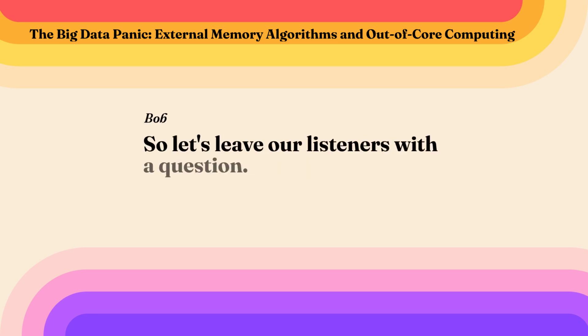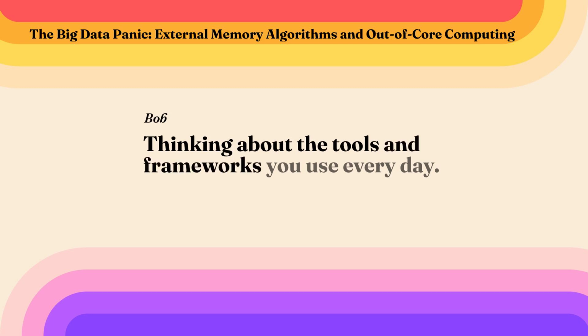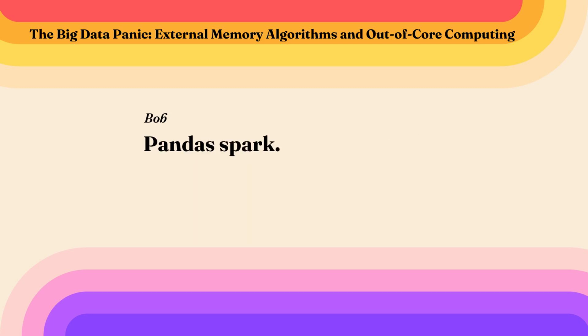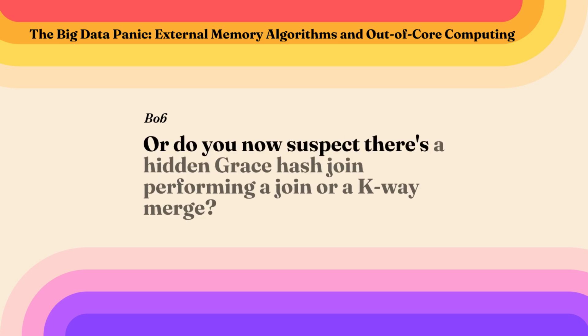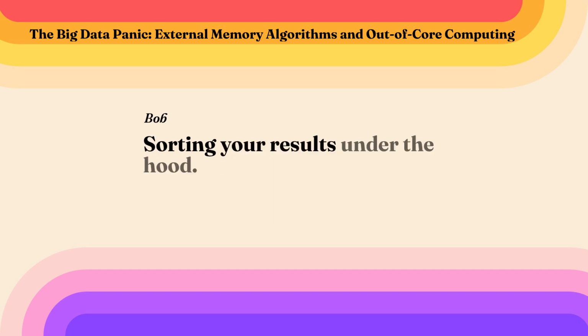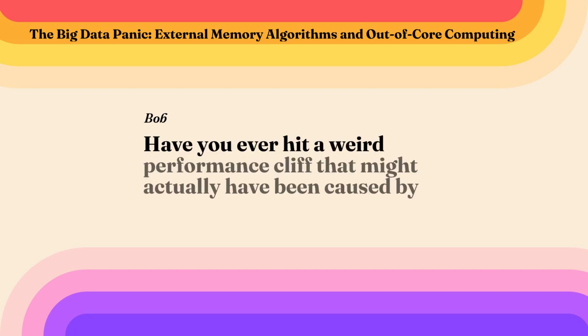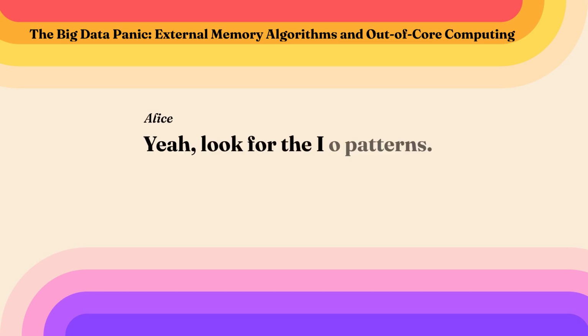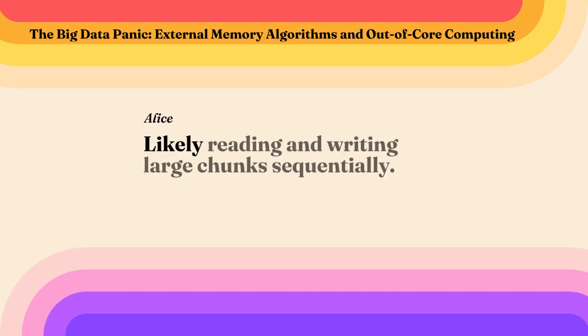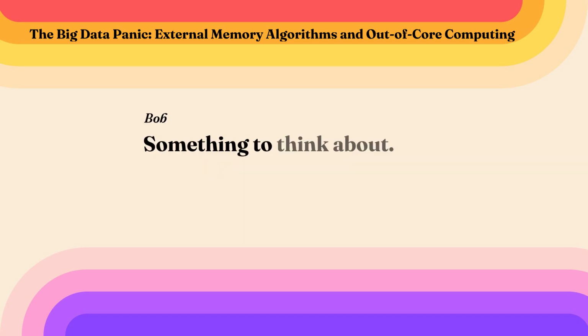So let's leave our listeners with a question. Thinking about the tools and frameworks you use every day, Pandas, Spark, maybe just your database's query planner, do you now suspect there's a hidden Grace hash join performing a join or a K-way merge sorting your results under the hood? Have you ever hit a weird performance cliff that might actually have been caused by data skew in some hidden hashing step? Yeah, look for the I/O patterns. Where's the system likely reading and writing large chunks sequentially? That's your clue. Something to think about.